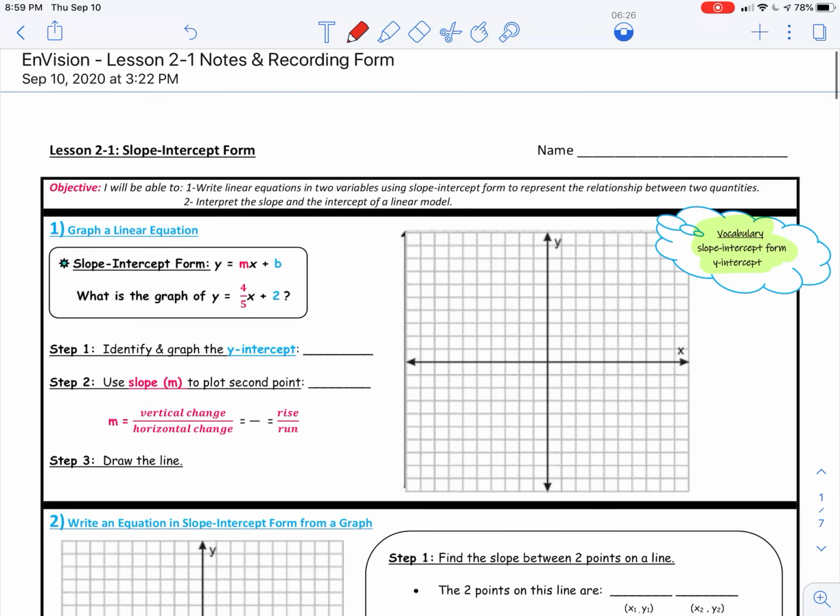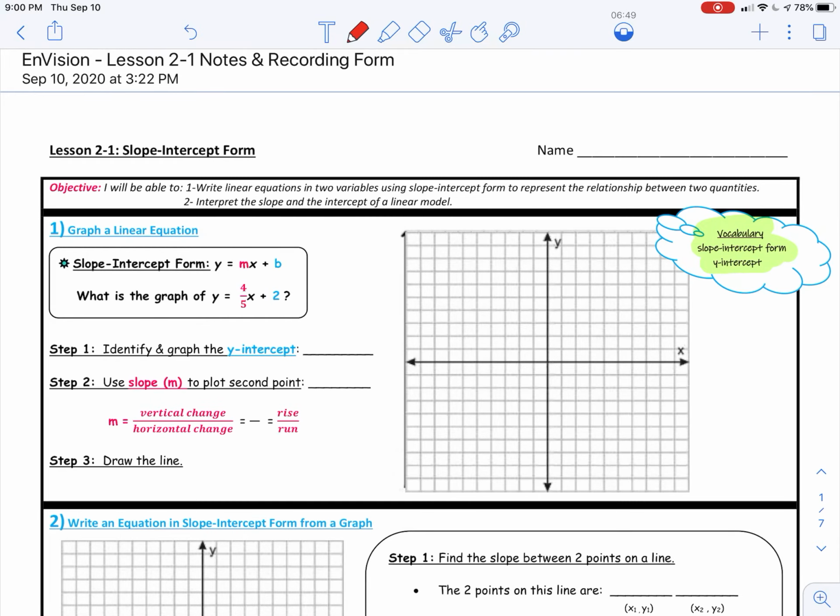The first thing that we are going to do, first of all, let me tell you your objective here. At the end of this lesson, you're going to be able to write linear equations in 2 variables using the slope-intercept form to represent the relationship between 2 quantities, and then also you're going to be able to interpret the slope and the intercept of a linear model. So in example number 1, the first thing we're going to do is graph a linear equation.